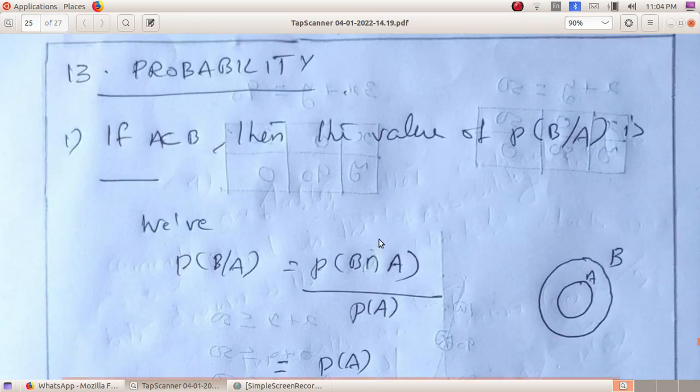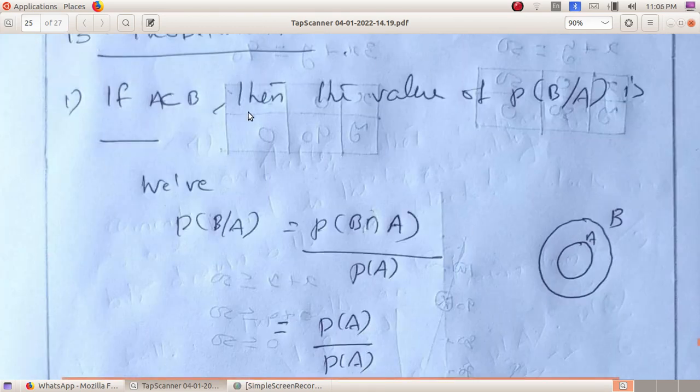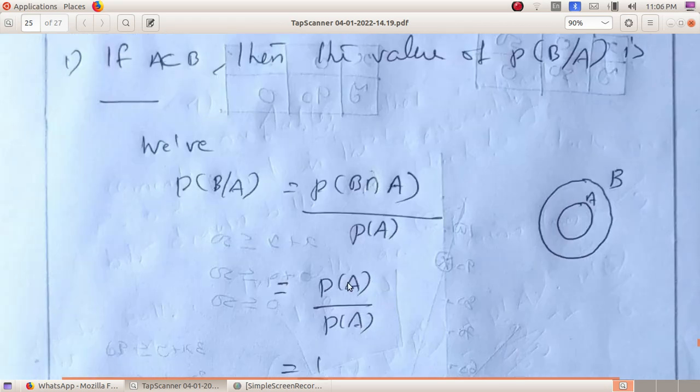Then the last chapter, probability. If A is a subset of B, it means A is a part of B. B is bigger, A is smaller. Then the value of P of B given A is dash. We have the formula: P of B given A means P of B intersection A divided by P of A. What is B intersection A? It means the common part of B and A, which is A itself, since B is bigger and A is the common part. So P of B intersection A is P of A itself. Divide by P of A, cancel, and we get 1. So 1 is the answer.